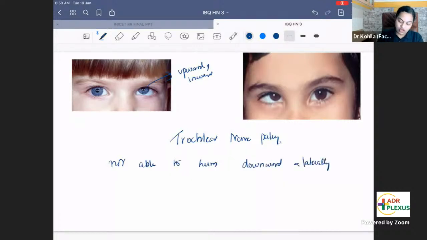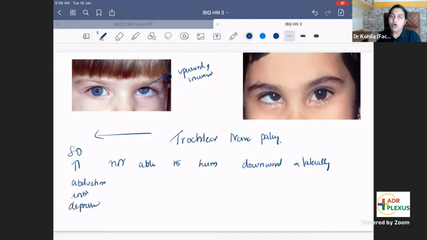We know that trochlear nerve supplies superior oblique. Just now we saw the actions of superior oblique: abduction, intorsion, and depression. So the patient will not be able to look downwards and laterally, will have vertical diplopia, will have difficulty while walking downstairs, and will present with a head tilt.